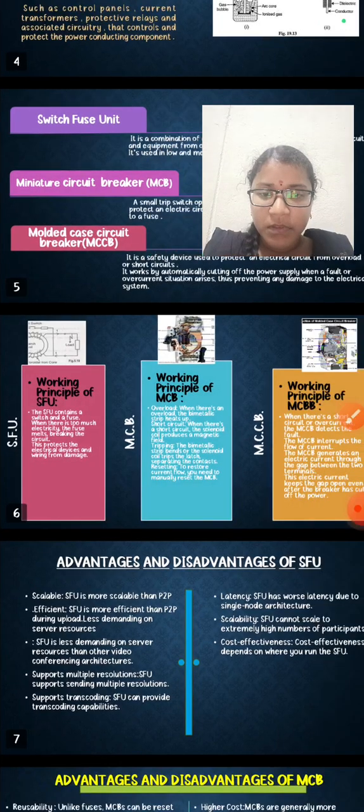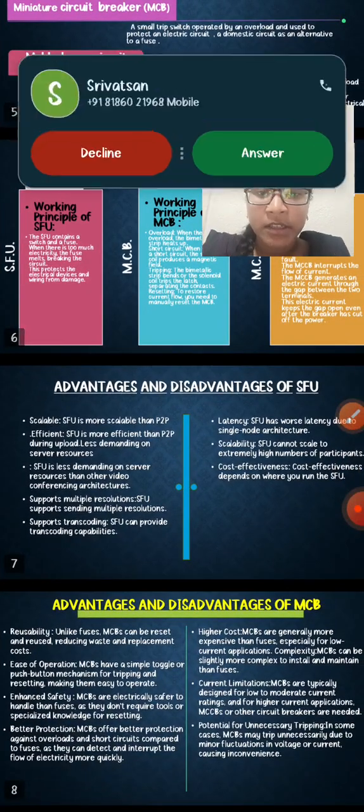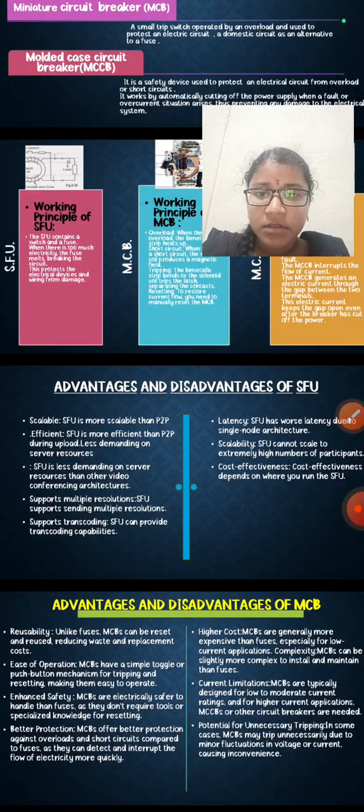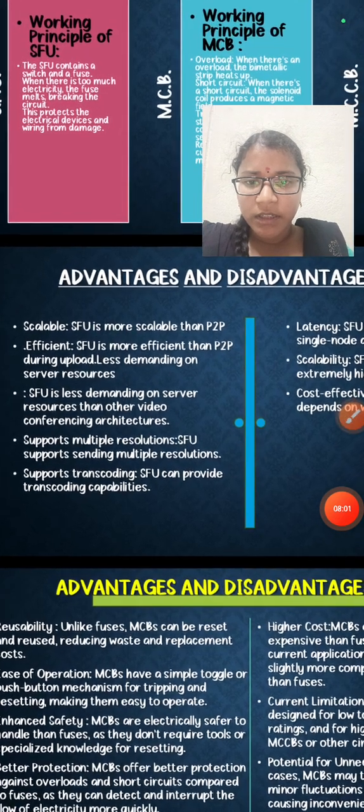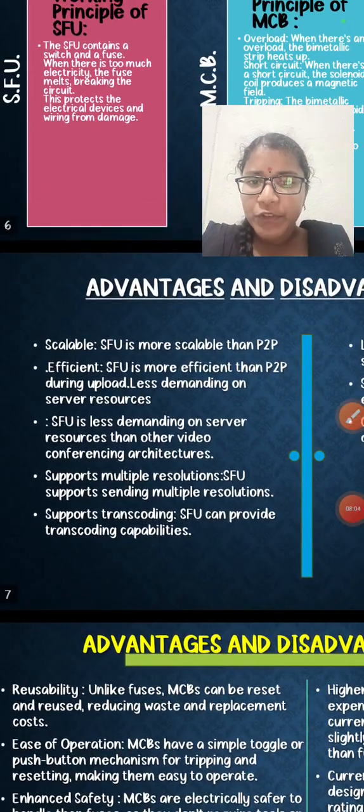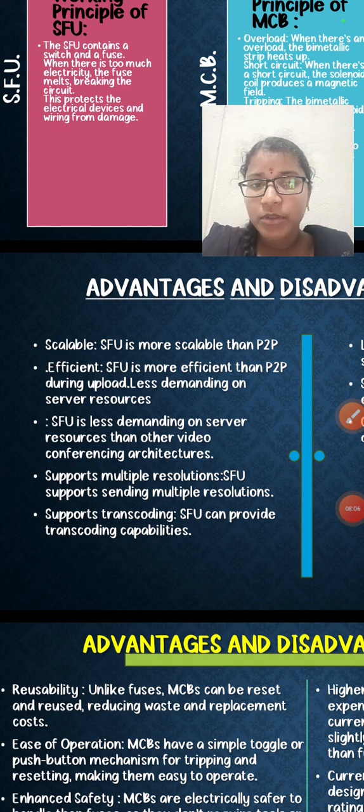Okay. Next, let's see the advantages and disadvantages of SFU first. Let's see the advantages. Scalable: SFU is more scalable than P2P. Efficient: SFU is more efficient than P2P during upload, and less demanding on server resources than other video conferencing architectures.